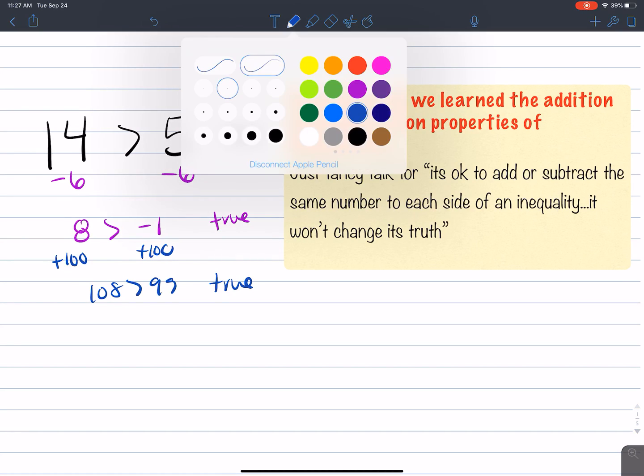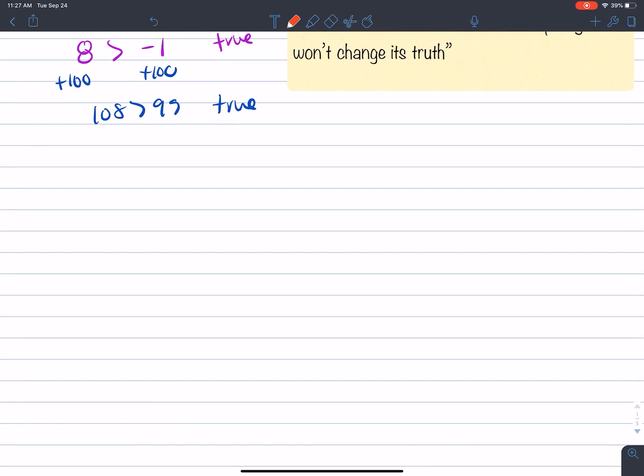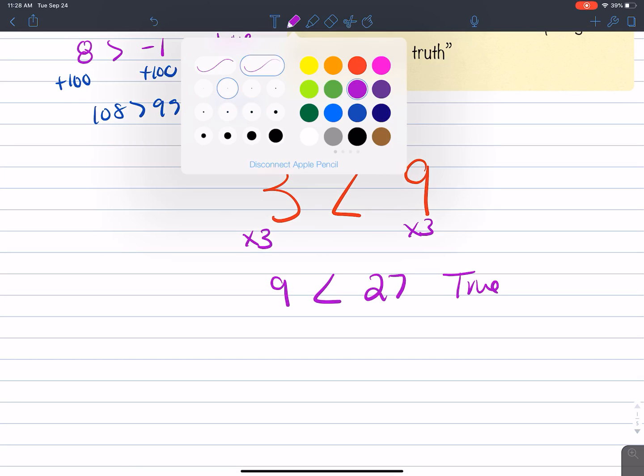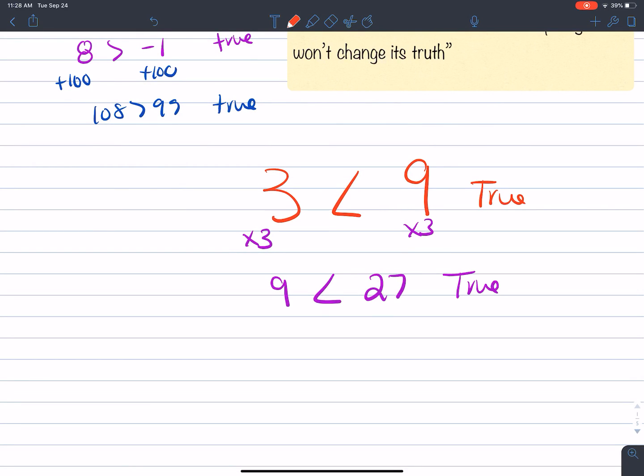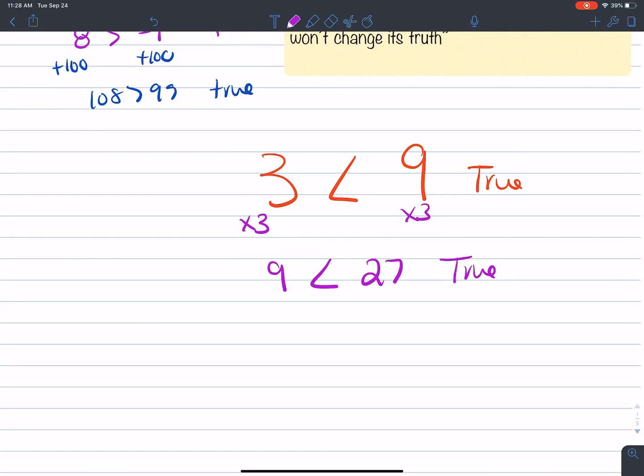But let's think about multiply or divide, and that's kind of what we're learning today. If I start with something that's true, let's say 3 is less than 9, sometimes we see that it works. Like if I multiply both sides by 3, this turns into 9, and then this turns into 27, and this is still true. The original statement I started with in red was true, and now the purple one is true. So when I multiplied by 3, it made sense. Even if I multiply by some sort of fraction, like 1/9, this would turn into 1, this would turn into 3, and this is still true.